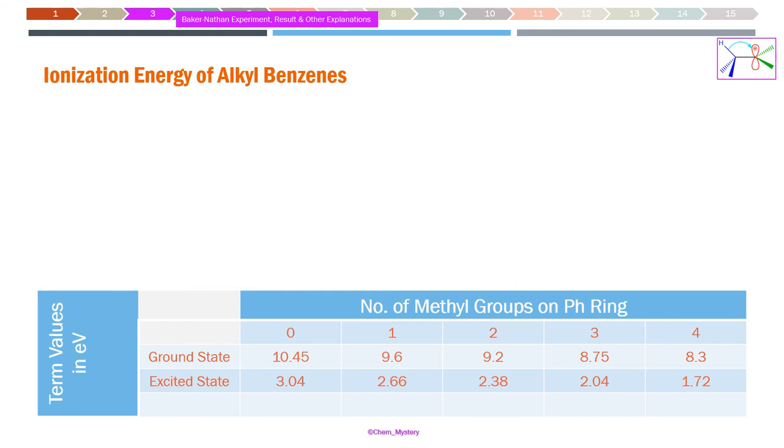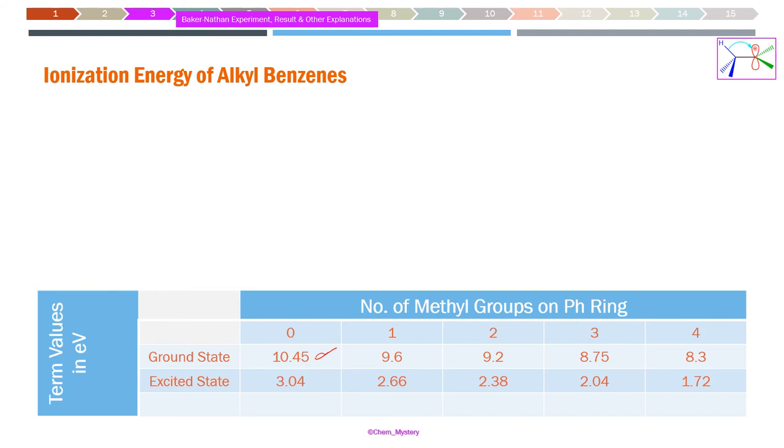And here we have the case where the ionization energy of alkyl benzenes can be explained in a similar fashion. So we have a phenyl ring, and now we have different alkyl groups present in that. And as you change the alkyl groups, how the excitation energy changes. You see, when you have zero alkyl groups present, the amount of energy required to ionize those molecules, like loss of one electron, is quite high.